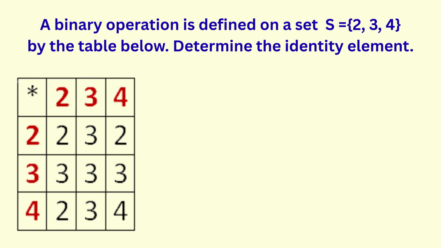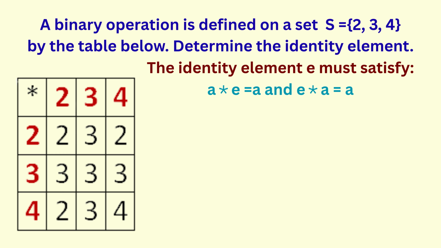A binary operation star is defined on a set S, with elements 2, 3, and 4 as shown in the table below. Determine the identity element. The identity element is always a unique member in the set, which means that only one of the numbers can be the identity element. Now there are 3 numbers in the set, so we need to check each number one at a time. Now we already know that A star E, or E star A, should give us A. In other words, the identity times a number should not change the value of the number.